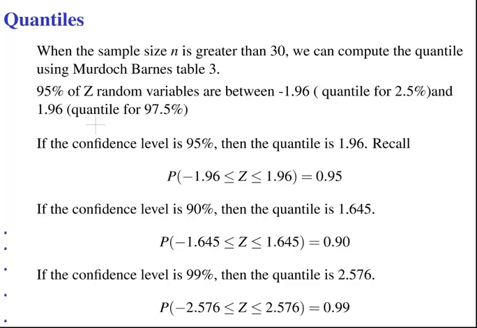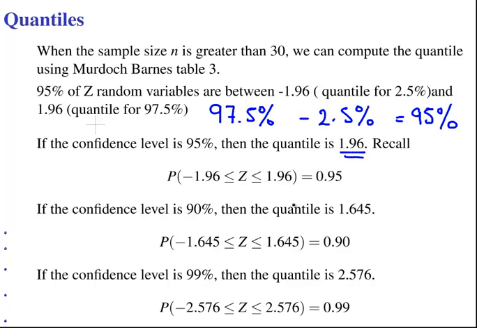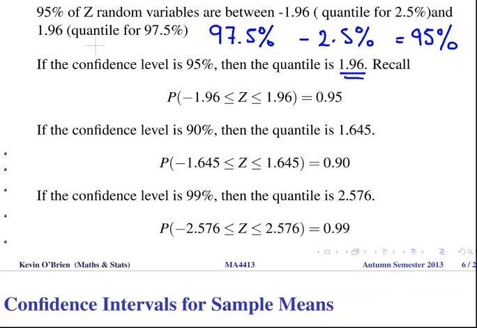So when the sample size is greater than 30, we can use the Murdoch-Barnes table 3. As I said, 2.5% are less than minus 1.96, and 97.5% are less than 1.96, and the difference there, 97.5% minus 2.5%, gives you 95%, so it's a symmetric interval. Similarly, that's the quantile that you usually use for a 95% confidence interval.